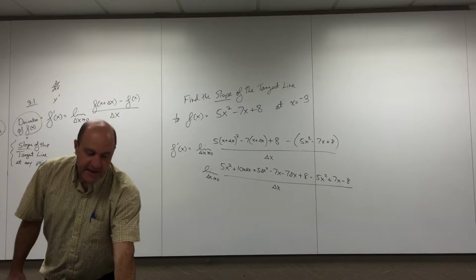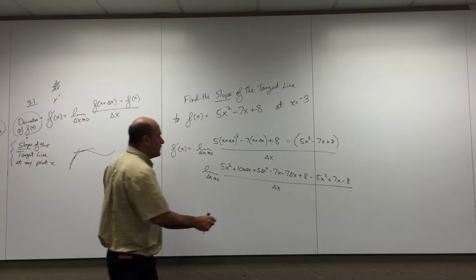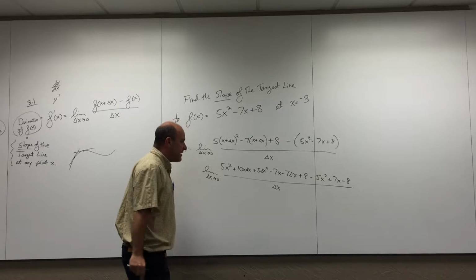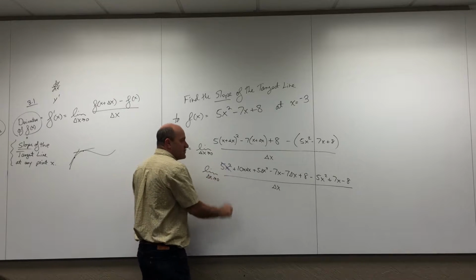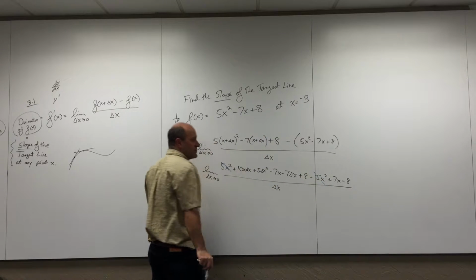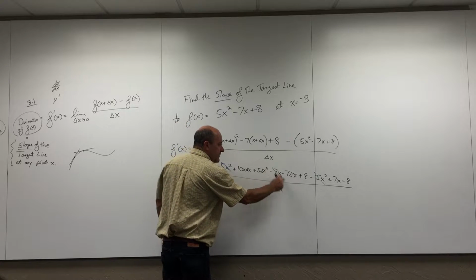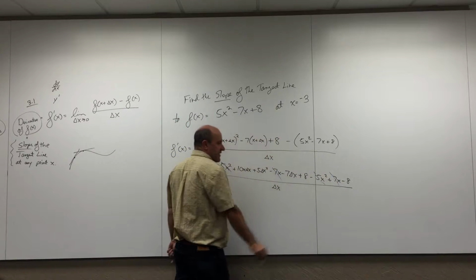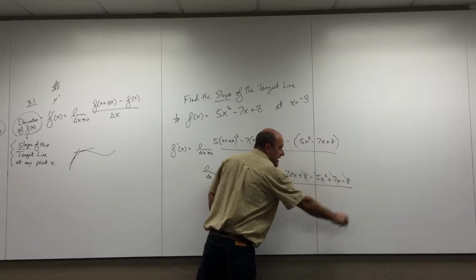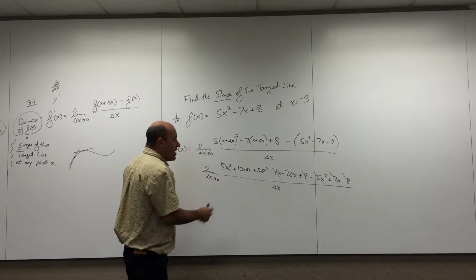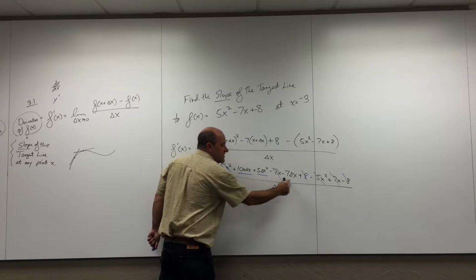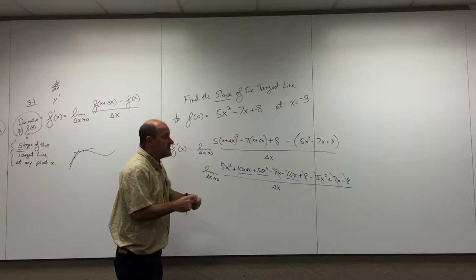And now, like we said, things cancel. It's pretty typical. They all work this same way. I think that 5x squared cancels with that negative 5x squared. That negative 7x cancels with that positive 7x. That plus 8 cancels with that negative 8. What's left is these 3 terms, and they all have a delta x in them.